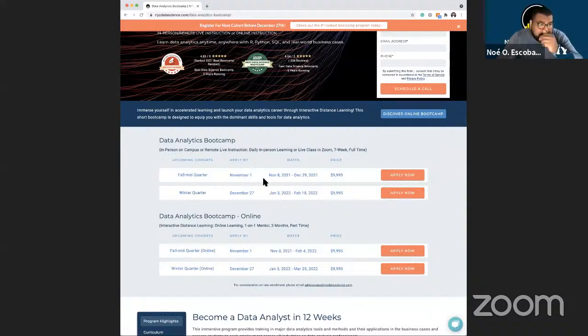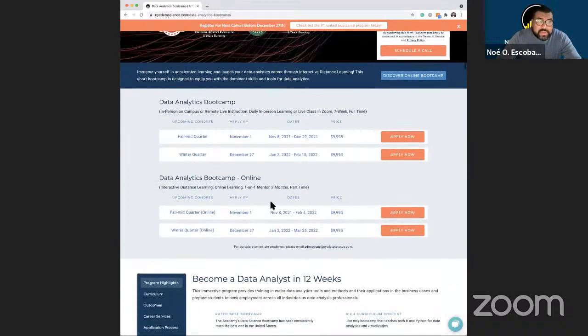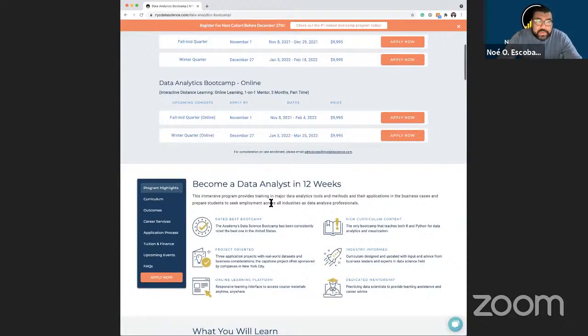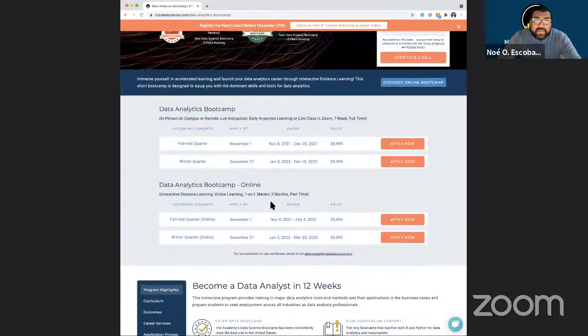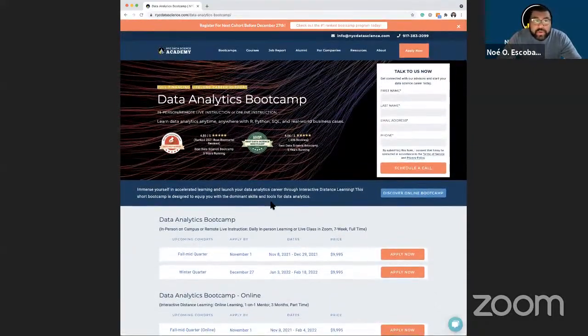They both have different application deadlines. For the mid-quarter one, you have until November 1st to submit an application, and the winter will remain with December 27th. So anyone who is interested in pursuing a bootcamp in data analytics, this is definitely the path for you.